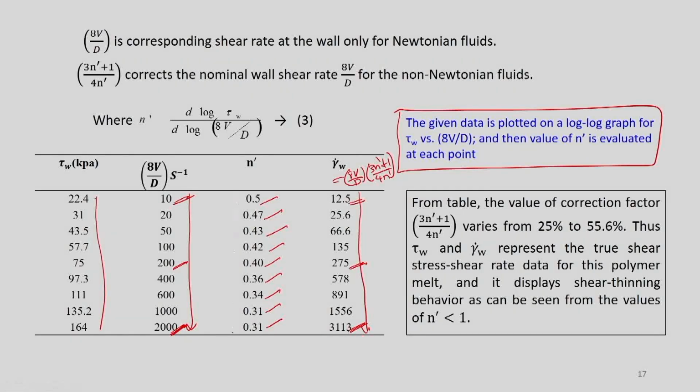Further, we can see that the n prime value is decreasing as tau W increases. All of these n prime values obtained are less than 1. This indicates that the fluid is a shear thinning fluid, and the given 8V by D information is not the true shear rate, but the apparent or nominal shear rate only. The corrected or true shear rate for this material is given here. So, this is how you can know the rheological behavior of time independent non-Newtonian fluids using capillary viscometers.